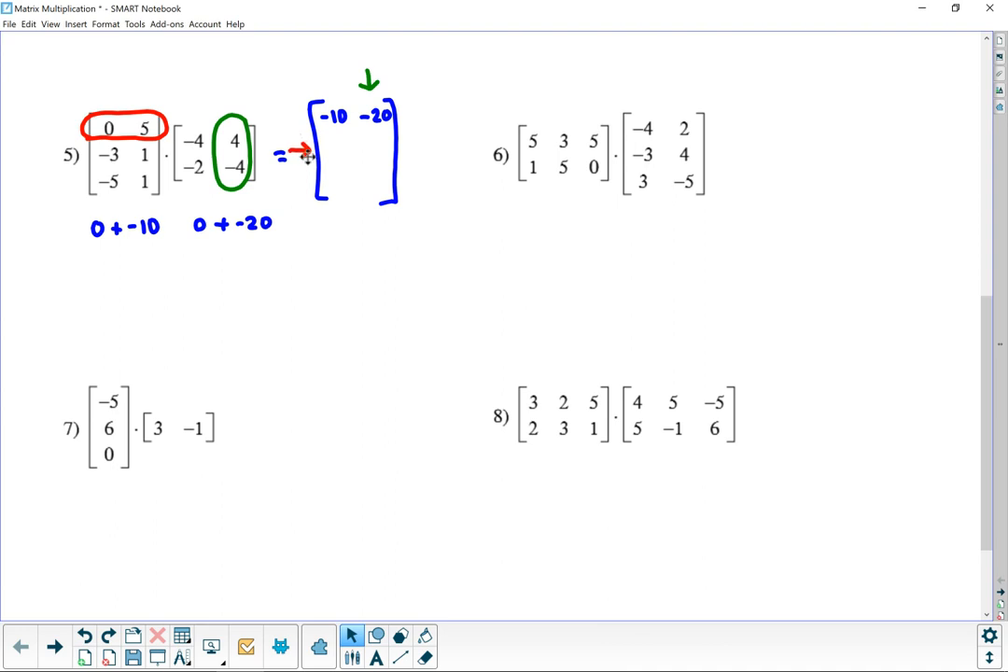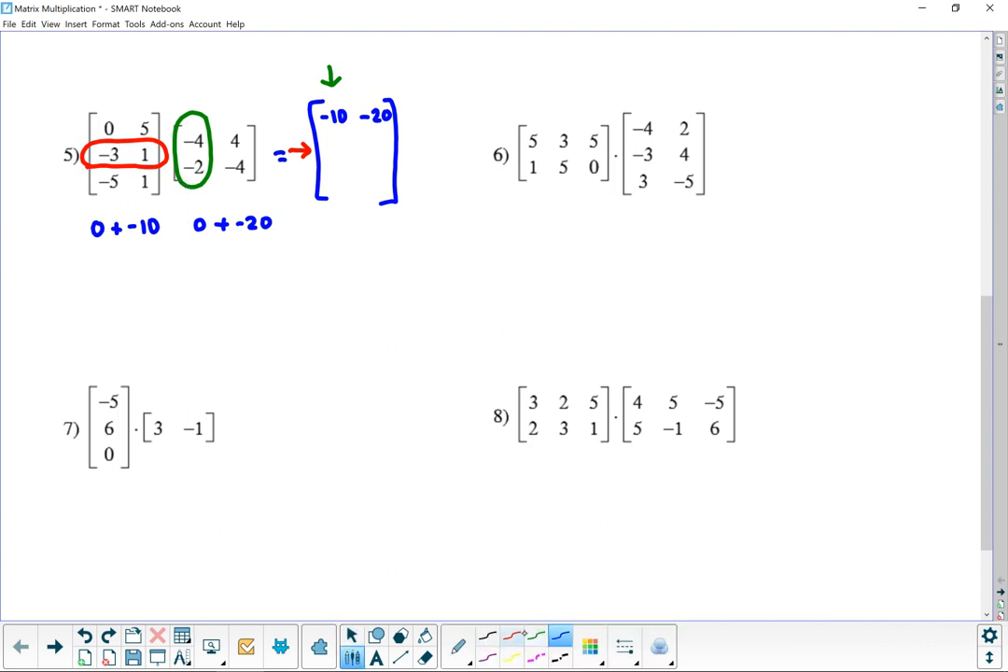All right, if I want this spot right here, which is second row, so I need the first column, so I would utilize that. That's going to give me -3 and -4 is 12, plus 1 times -2 is -2. Answer is going to give you 10. If I want this spot right here, which is going to be second row but second column, so I just need to move that over and do the math again. -3 and 4 is -12, plus 1 and -4 is going to be -4. So answer is going to be -16.